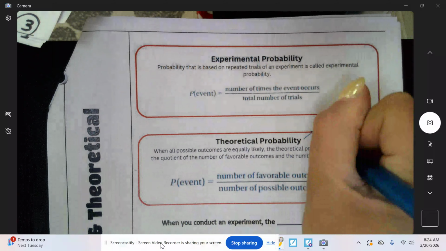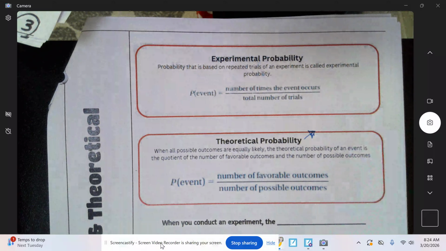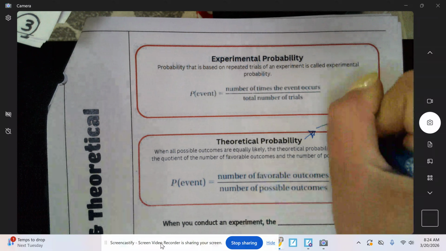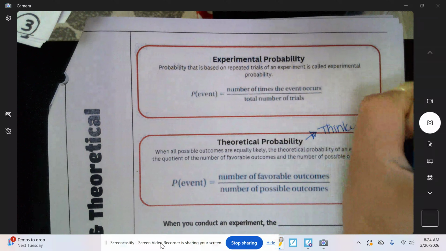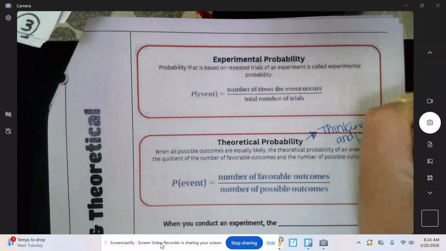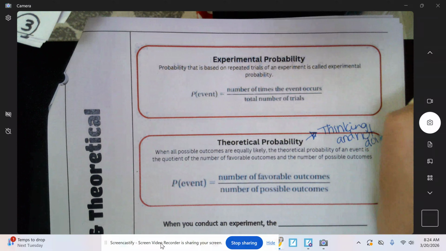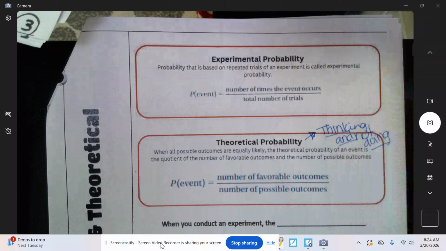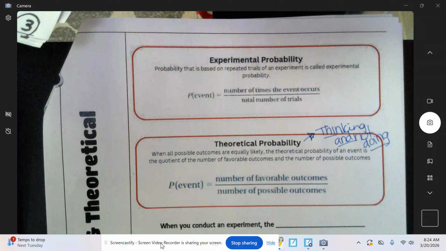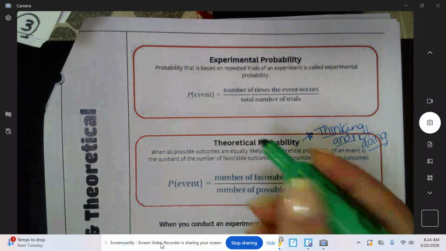Theoretical, have you ever heard anybody say theoretically speaking? Theoretical basically means we're going to pretend. We're not going to actually do the activity, the experiment. We're just going to think about it. Think about what could happen. So theoretical is more about thinking and not doing. Okay, theoretical is about thinking about the problem, not doing it.